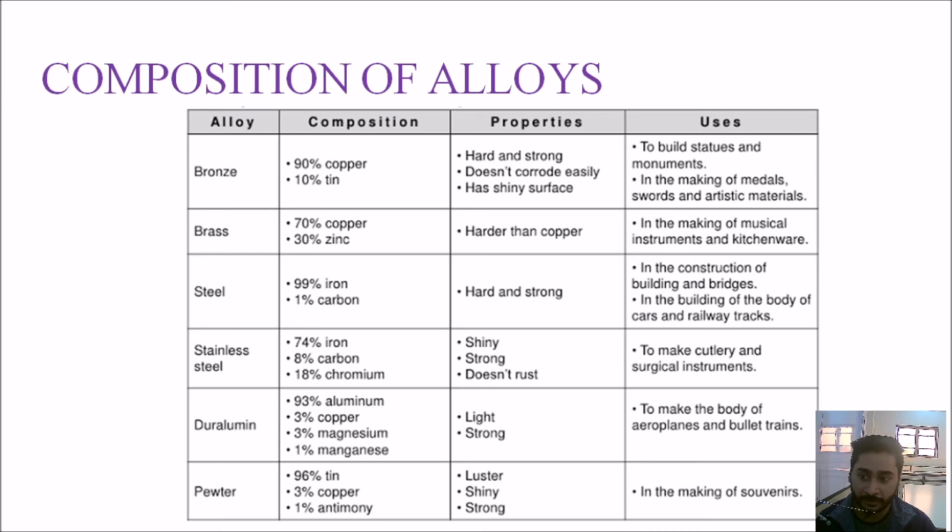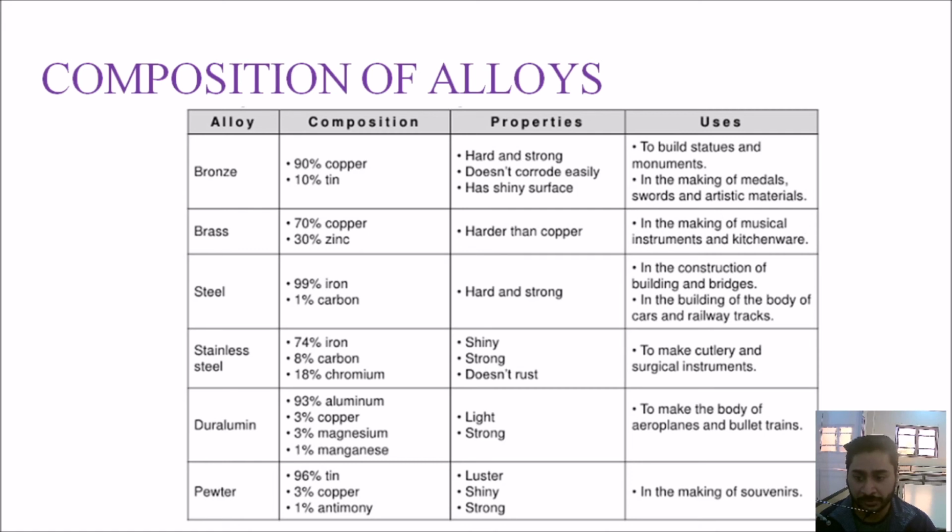The third and very important is steel. Steel is 99% iron, as I told you, and 1% carbon. You can add more percentages of carbon as well, but the most common percentage is 1% carbon and 99% iron. It is harder and stronger than iron. Okay, it's used for making buildings, railway tracks, the building bodies, bridges, etc.